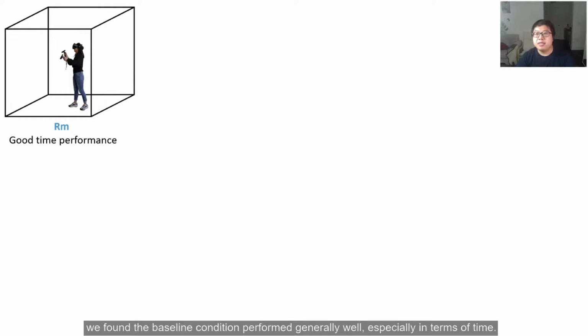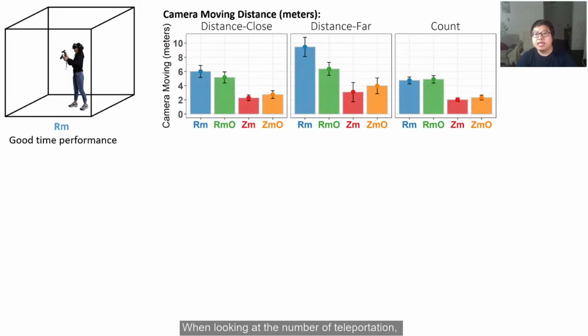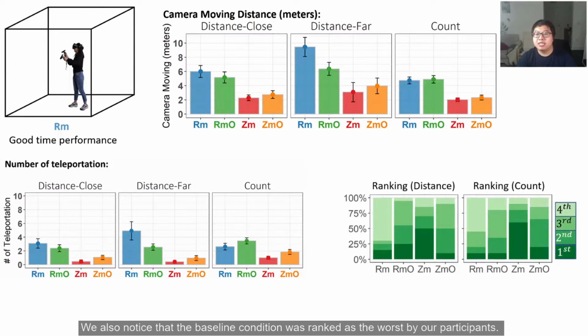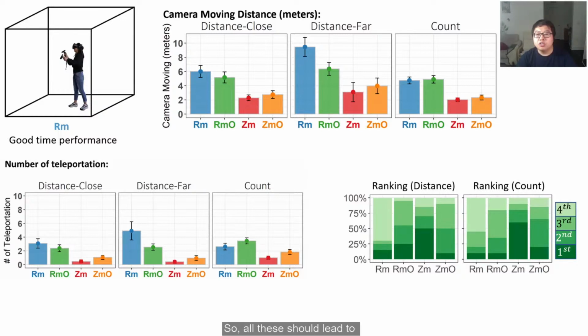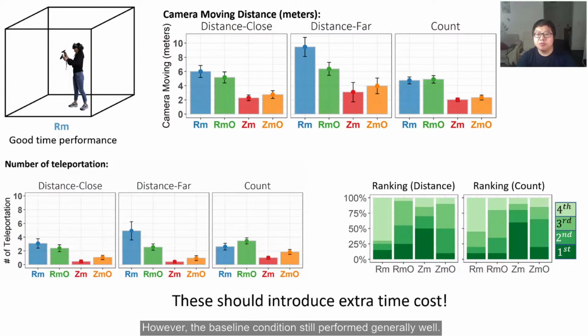From the results, we found the baseline condition performed generally well, especially in terms of time. However, when looking at the camera moving distance, we can see the baseline condition required significantly more physical movement than other conditions. When looking at the number of teleportations, we again found that the baseline condition required more teleportation. We also noticed that the baseline condition was ranked as the worst by our participants. Our participants complained it was difficult to find the targets. So all this should lead to extra time cost. However, the baseline condition performed generally well. We want to figure out what happened.